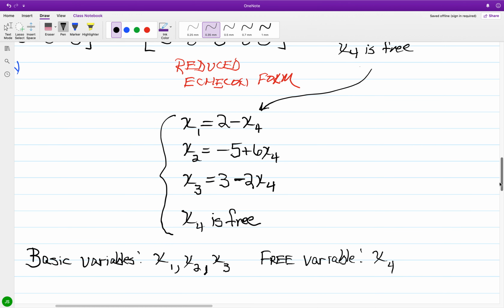And so again, we're going to arrive at the same solution set. I have x of 1 at 2 minus x of 4, x of 2 at negative 5 plus 6x of 4, x of 3 at 3 minus 2x of 4, and x of 4 is free. So I still had the same basic variables, x of 1, x of 2, x of 3, and the free variable x of 4.